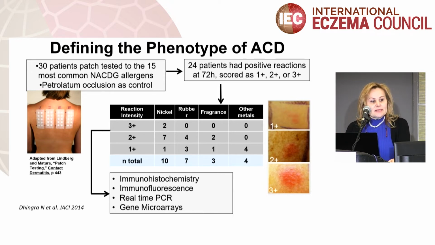We started with 30 patients that we patch tested for the 15 most common North American contact dermatitis panel, and we used petrolatum occlusion as control. We obtained at the end 24 patients with positive reactions that we scored like we usually score in patch tests, +1, +2, +3. And we biopsied the responses, and also we biopsied uninvolved skin and, of course, the petrolatum that was control.